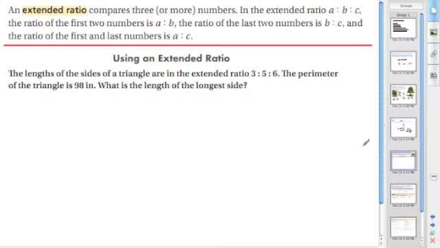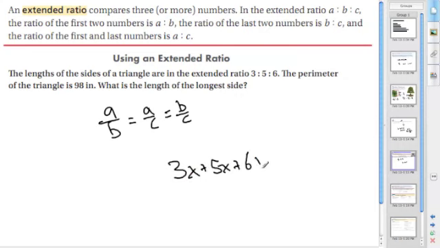Here you also have extended ratios where you can go A to B, B to C, and A to C. So it's basically saying A to B is the same thing as A to C as B to C. It's all the same. So they give us three sides in a triangle where the extended ratio is 3, 5, 6. So it's 3x, 5x, and 6x.